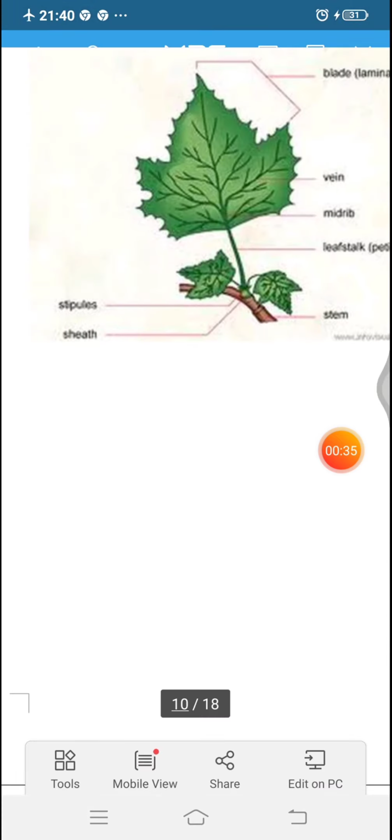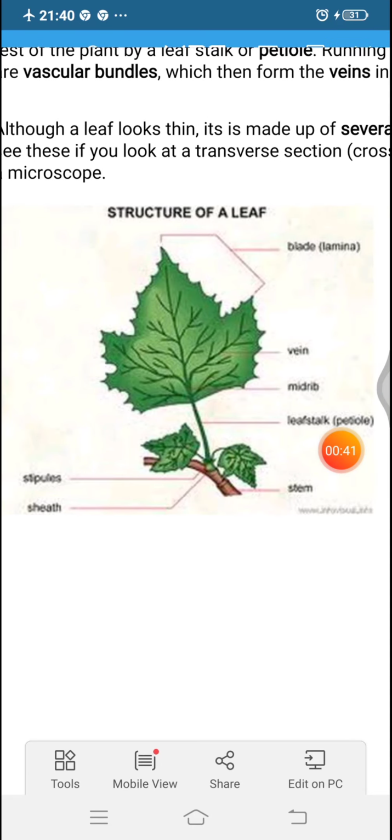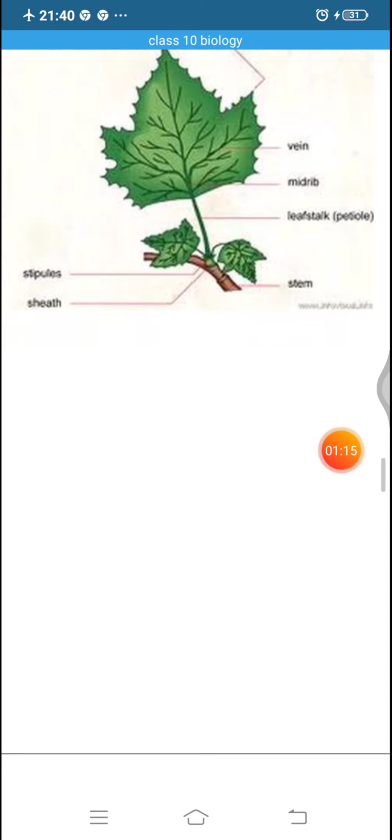So if you see the structure of a leaf, you can see that there is a blade, that means the outer area, or lamina, and there is a small network running in between, known as the veins. And through the middle we can see the midrib, and this particular lamina and midrib, everything is attached to a stem through the leaf stalk or petiole. Then you can see stipules there, from where the other leaves are also emerging. Then a sheath means a covering. These are the typical structure of a leaf.